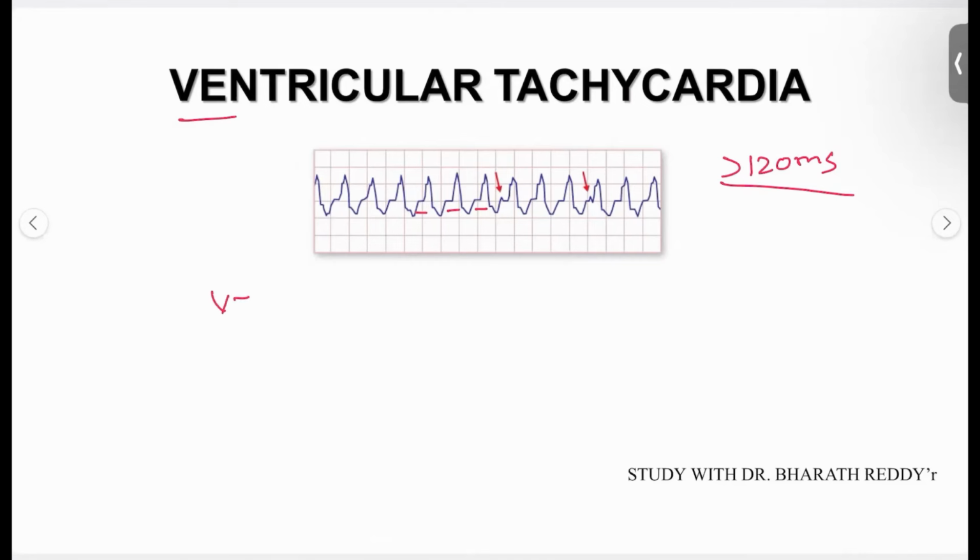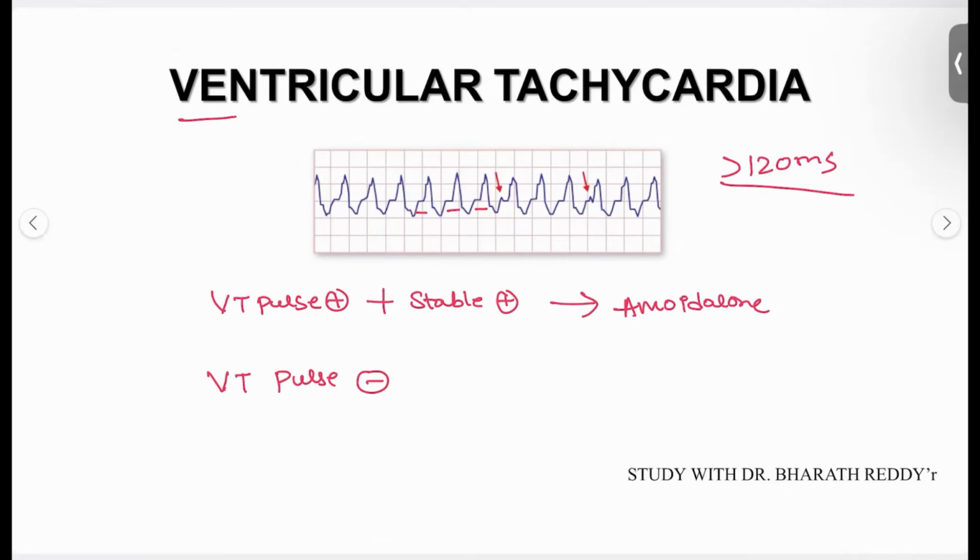If the patient presents with VT with a pulse, the pulse is present, and the patient's vitals are stable, then you can go for amiodarone. Amiodarone you can use for this patient. Let's say the patient has VT and the pulse is not present, the vitals are not stable. Patient vitals are unstable, then you have to go for defibrillation. Let's say the patient has a pulse present, but the vitals are unstable.